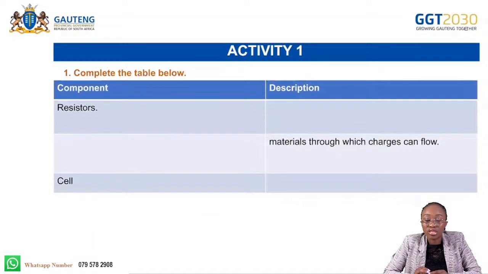And then we've got a cell. You need to describe what a cell is. Take 3 minutes to quickly fill in this table. Then after 3 minutes, we will do corrections together.